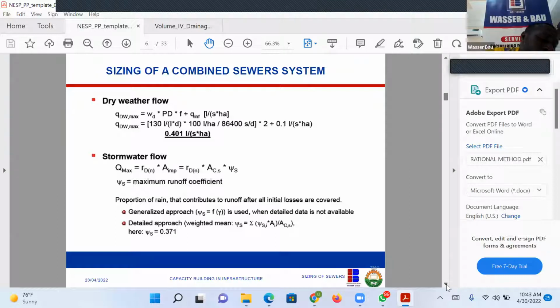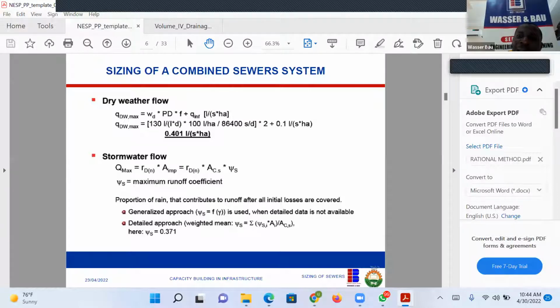Anybody that came for the first class, which is water reticulation, you should understand this formula. It's the same thing. So my discharge, when there is no rain event, is the water consumption per person, multiplied by number of persons, multiplied by a safety factor. This 86400 here, we all know, is to convert from day to seconds. So at the end of the day, the value I'll be getting will be something like 0.401 liters per second per hectare.